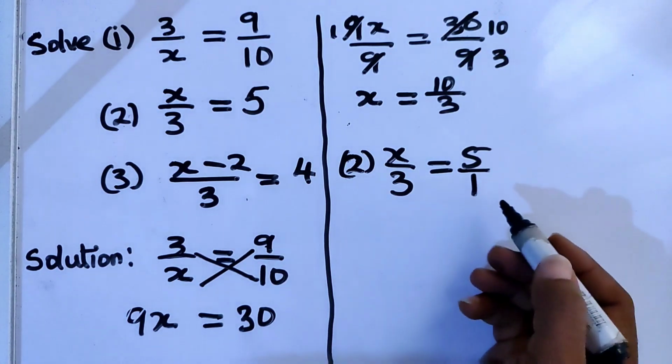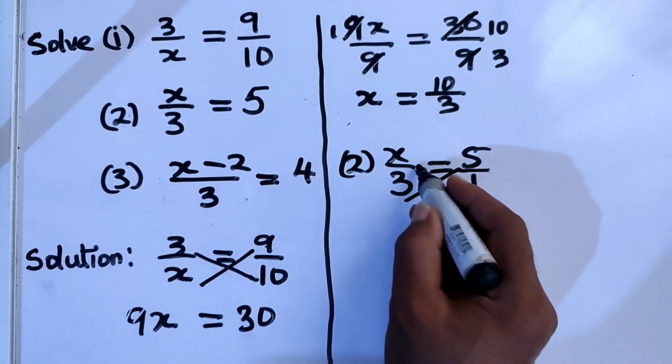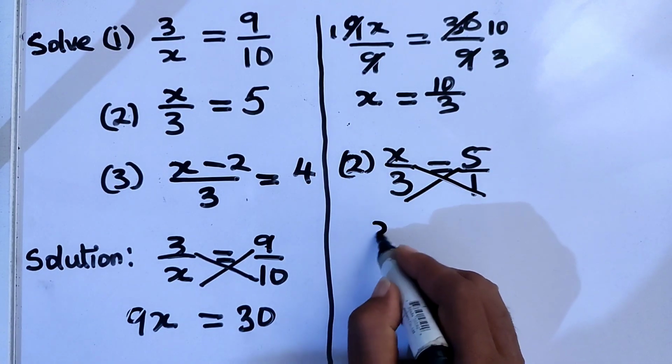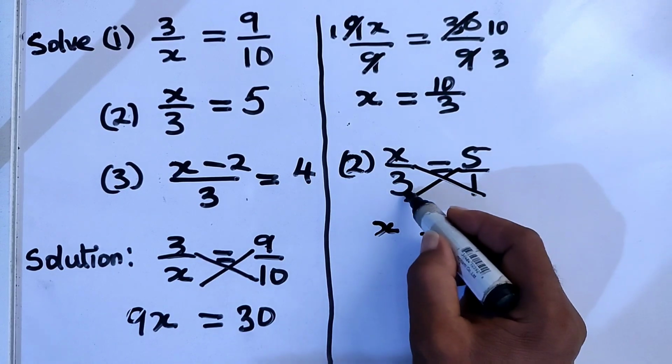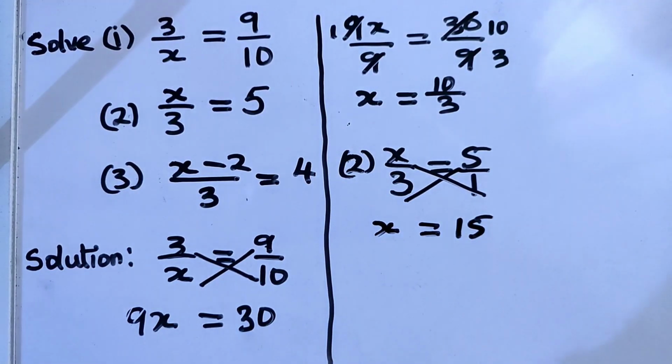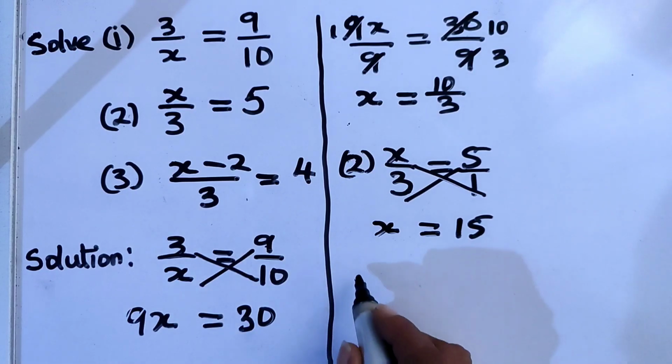Now we have two fractions. Our normal way is to cross multiply. x will multiply 1 to give us x, equals 3 multiplies 5 will give us 15. Therefore, the answer to the second question is 15. Let us now go to the third question.